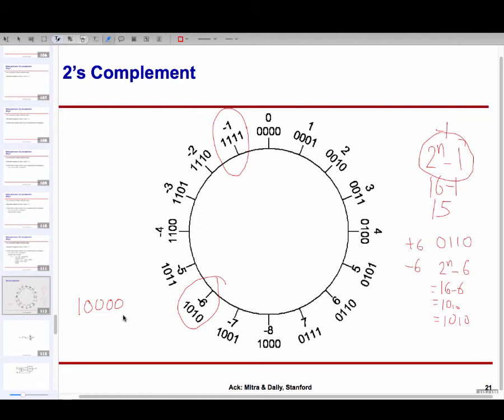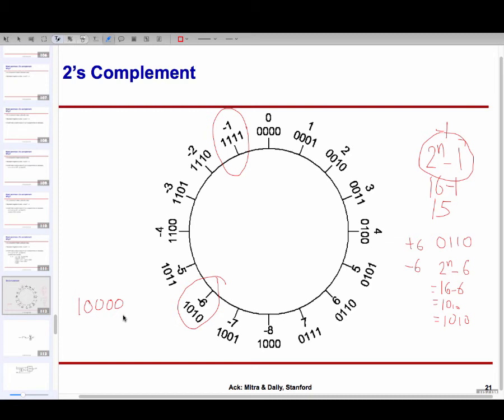Somewhere from this side of the room? What's the most negative number we are representing here? What's the most positive number? Right? So right there, there is an asymmetry, right? It's not avoidable. It's unavoidable because I have an even number of binary patterns.